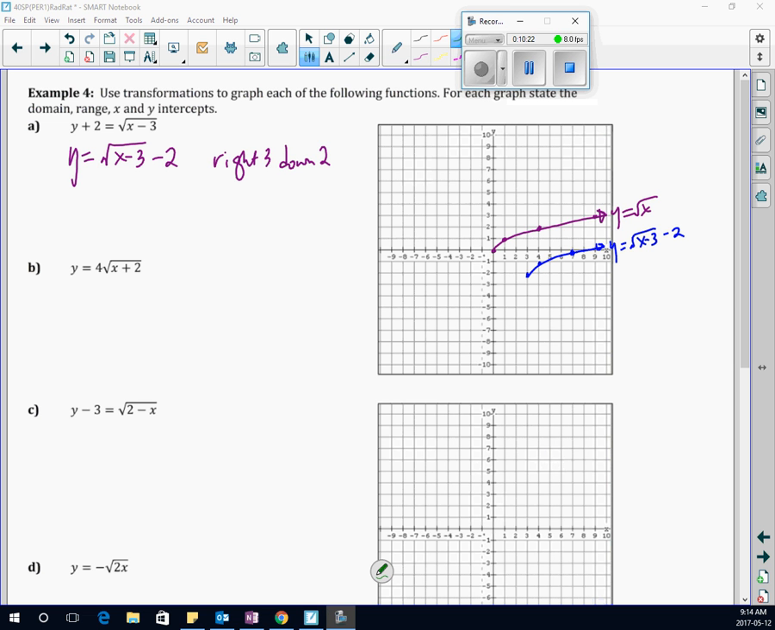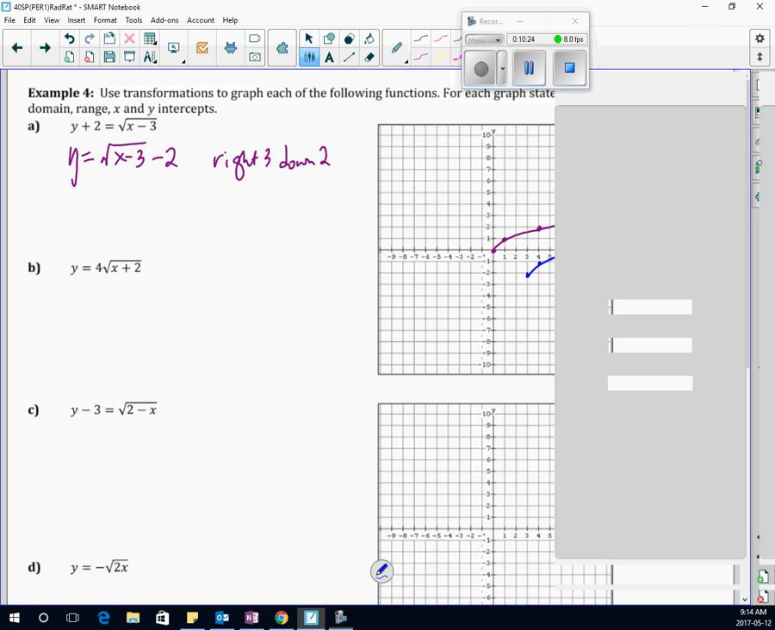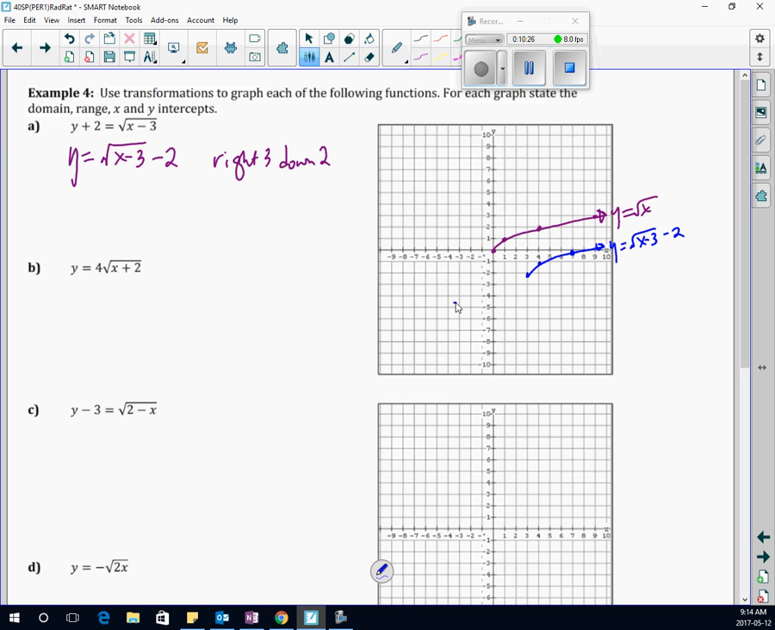Oh, we have to do domain and range. Okay, sorry. Domain and range. What's my domain and range and the x and y intercepts? So domain is 3 to infinity, yes? And my range is -2 to infinity. And my x-intercept is 7. And my y-intercept, none.